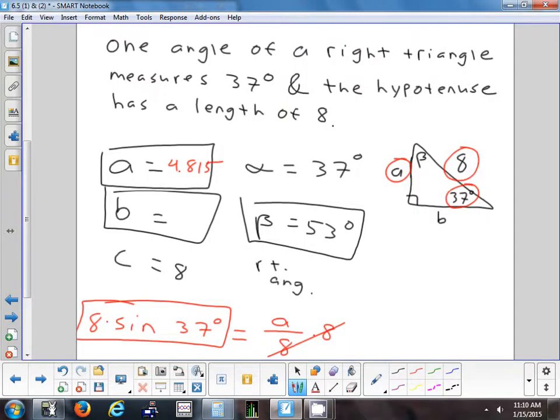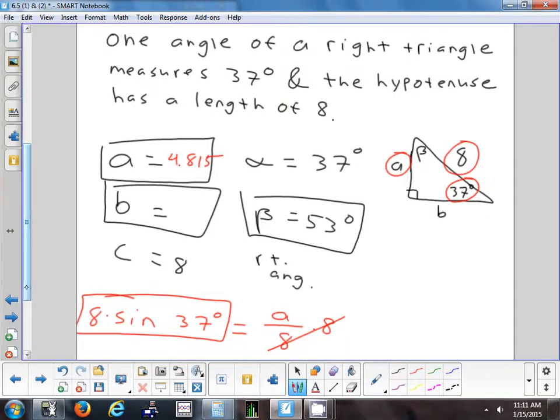All right, so now we've got to get B. Okay, so we know two sides of a right triangle. What could you do now if you know 2 out of 3 sides in a right triangle? I don't want to give you a hint, but what could you do to find the third side?